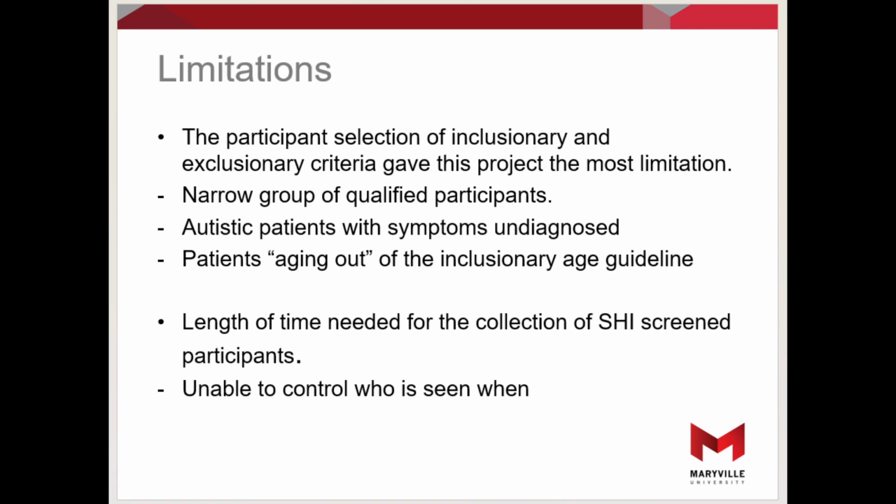So the area that produced the most limitation for this author was the inclusionary-exclusionary criteria area. Most of my patients are undiagnosed autistic patients with self-harming behaviors, so it was very difficult to identify who was actually self-harming as a result of generalized mental illness from such illnesses as bipolar, borderline personality, anxiety, depression, or who is actually self-harming because of a neurodegenerative disorder.